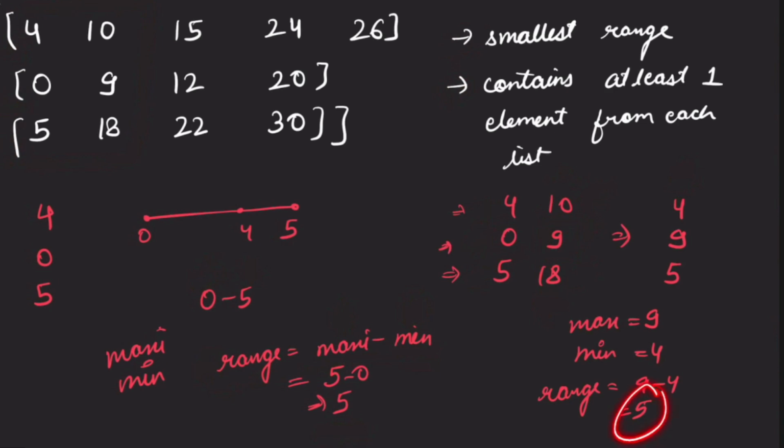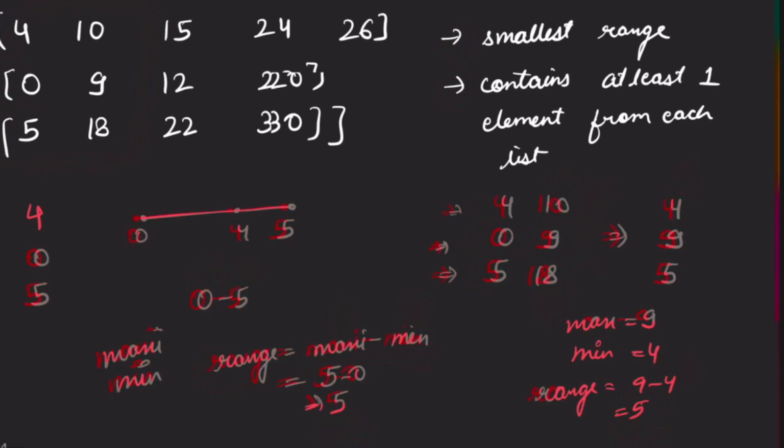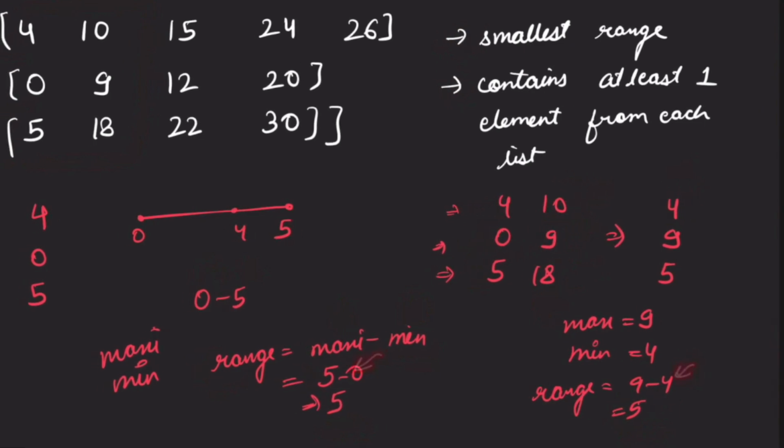Now let's suppose this range was smaller. Then in that case, we would take this range. If this range is larger, then we won't consider it because we want to find the smallest range. Now, in this case, these two ranges are same, right? In the question it is given to us that if two ranges are having same value, then in that case you have to consider the one which is having its minimum value as small. So in this range our minimum value was 0, and in this range our minimum value is 4. So we will consider this one.